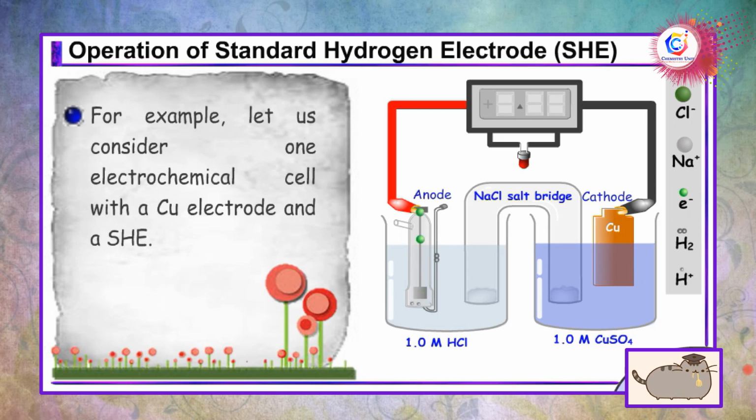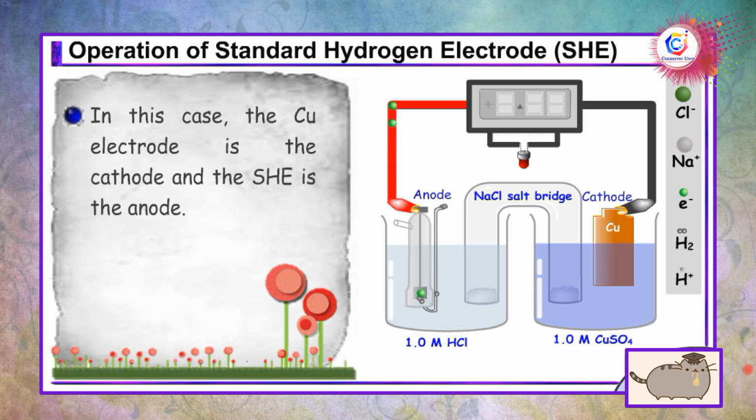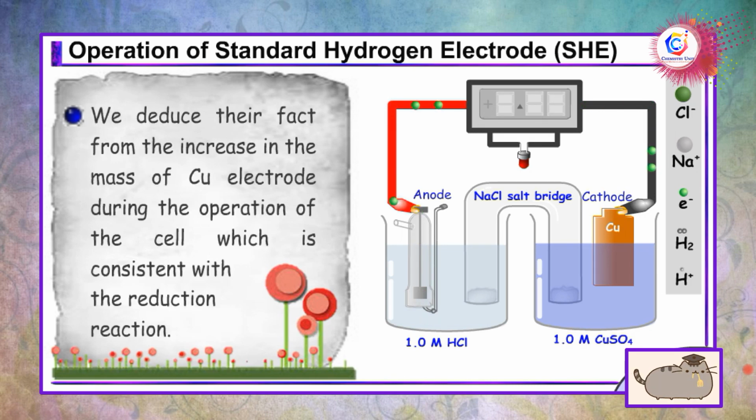For example, let us consider one electrochemical cell with a copper electrode and a SHE. In this case, the copper electrode is the cathode and the SHE is the anode. We deduce the effect from the increase in mass of the copper electrode from the operation of the cell, which is consistent with the reduction reaction.